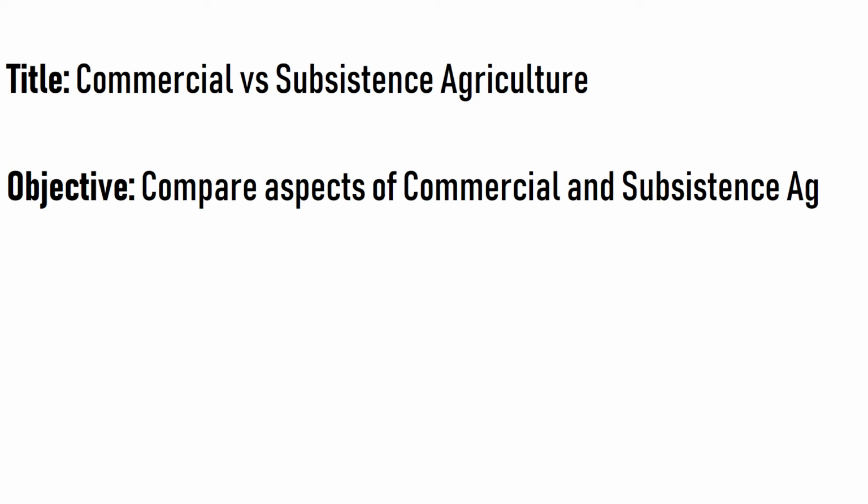All right, welcome to the first homework video of the Unit 5 Agriculture Unit in AP Human Geography. What we're going to be looking at is commercial versus subsistence agriculture. Now, what we have examined so far is where agriculture comes from, these ideas of revolutions with agriculture. We have seen the diffusion of agriculture and what it's done in the world.